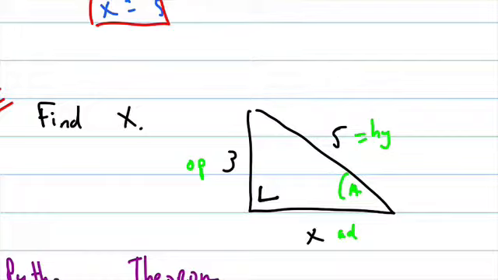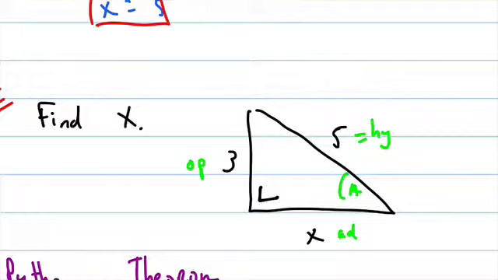Here, so x squared. So here we have 25 minus 9. What is that? 16, I think. 16 is equal to x squared. That means that x squared is equal to 16. Would you agree with that? Yeah. How would you find x?